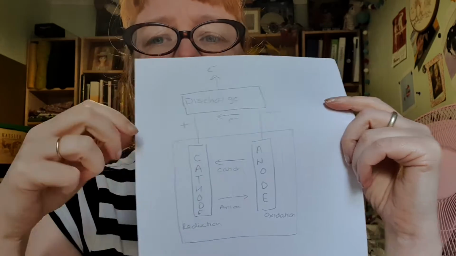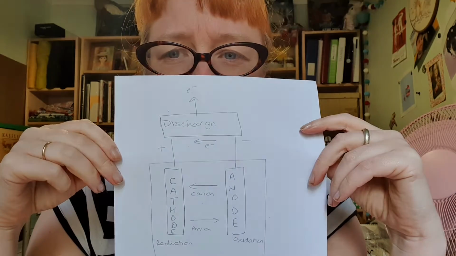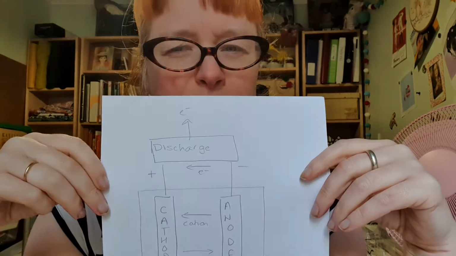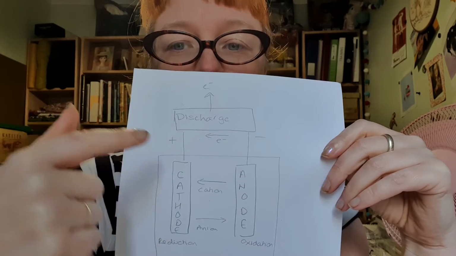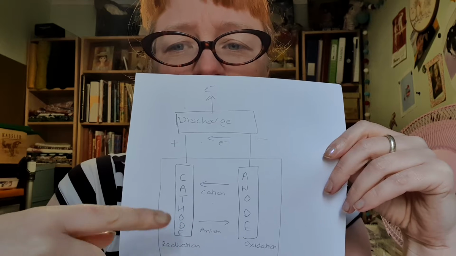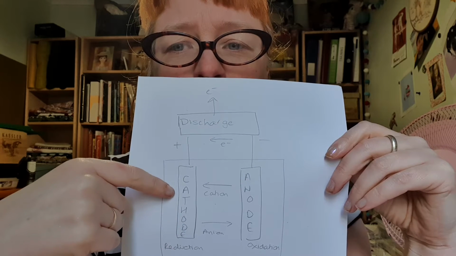So discharging means those electrons are going out into the world to have adventures. So what's happening is I've got my cathode.